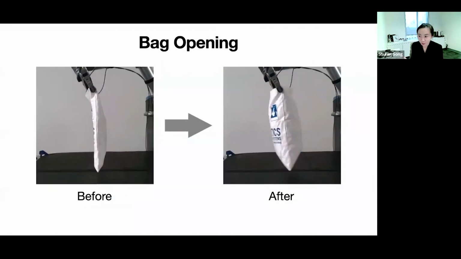And apart from unfolding cloths, I think this system also works for another pretty challenging task, which is bag opening, where the goal of the robot is to open a closed bag and then also maintain its open state, right? This task, again, is a very important first step for many downstream applications. For example, if we want to put objects into this bag, the first step is to open it and also maintain its open state.